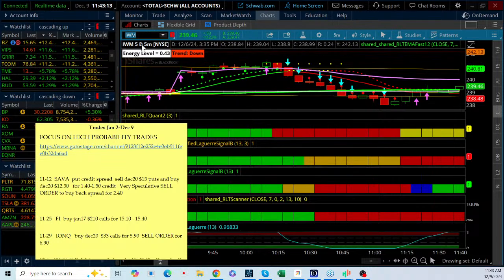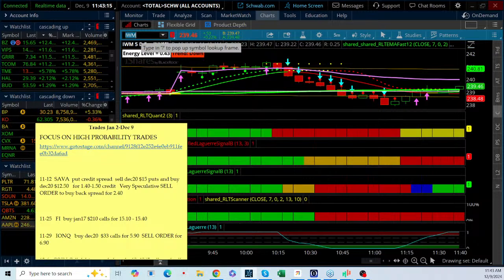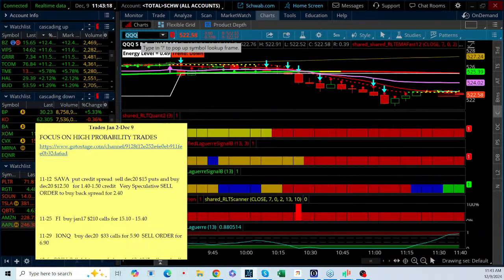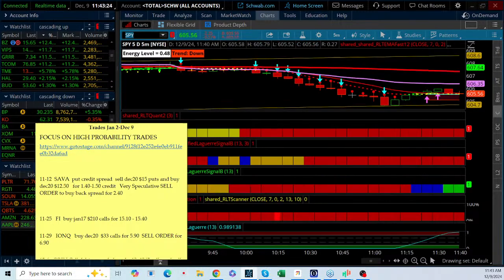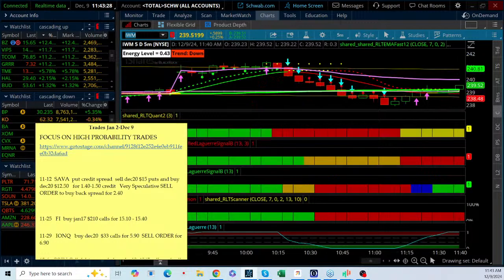IWM still starting to move up here a little bit. Triple Qs, not so much. SPY, not so much. Remember, at the beginning of the day today, the IWM was the strongest index, and then it became the weakest. It pulled back and filled the gap, and now it's bouncing back up again.